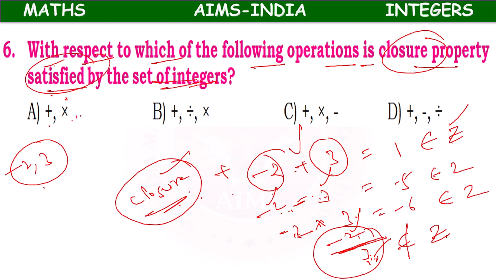So the closure property is satisfied by addition, subtraction, multiplication. Addition, multiplication, but subtraction is missing, wrong. Addition, division, they have given division, wrong. Addition, multiplication, subtraction, correct. Addition, subtraction, division, wrong. So option C. In addition, subtraction and multiplication, they follow the closure property.